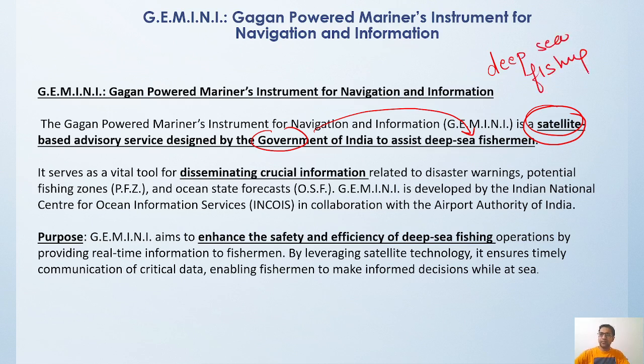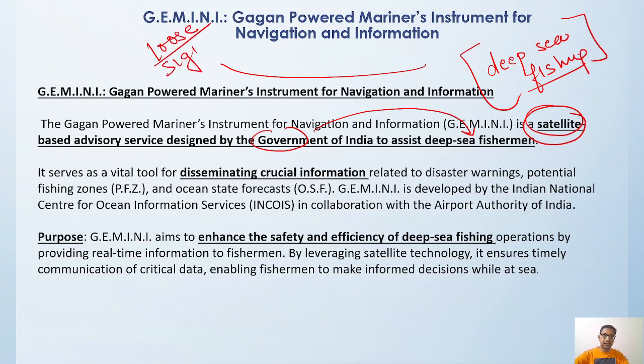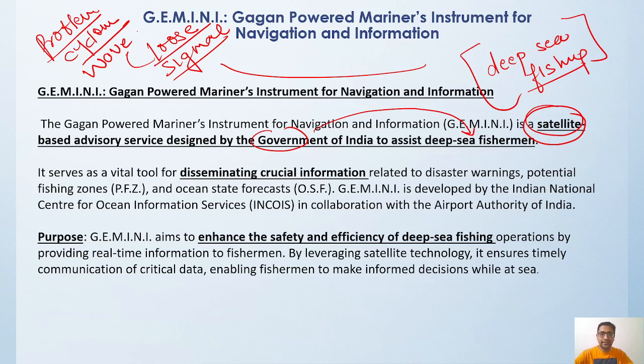Whenever they go deep sea fishing, they lose contact with the ground. They do not have proper mobile phone signals. They don't know if any problem is coming in the sea, any kind of cyclone or high waves. So the government has specially made a tool called the Gemini tool, which is a satellite based advisory service to assist the deep sea fishermen.